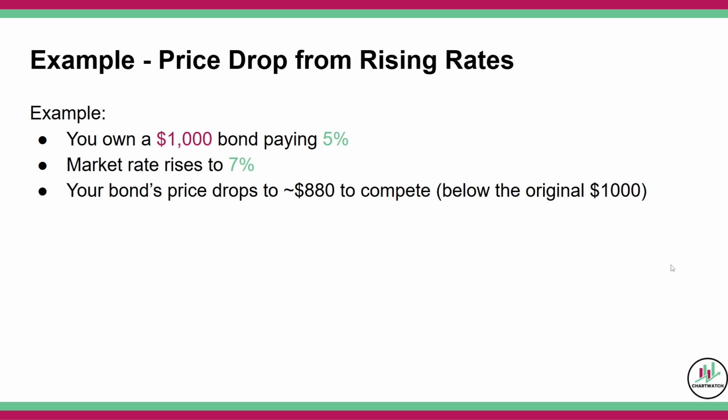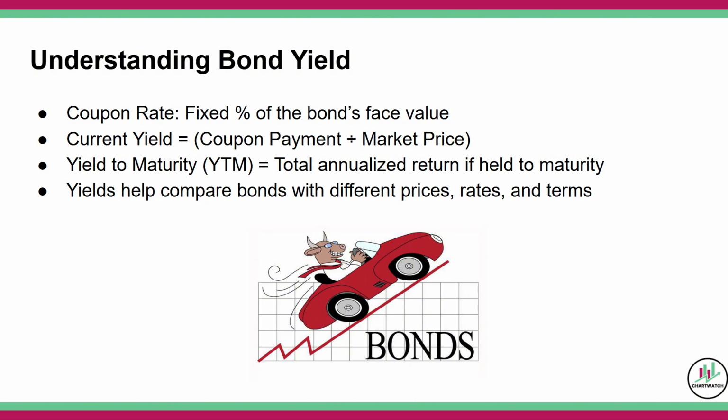So let's quickly clear up one of the most misunderstood parts of bond investing, which is called the yield. People often confuse coupon rate with yield, but they're actually not the same thing. A coupon rate is the fixed interest rate set when the bond is issued. So if you buy a $1,000 bond with a 5% coupon, you'll receive $50 per year no matter what happens in the market. The coupon rate doesn't change.